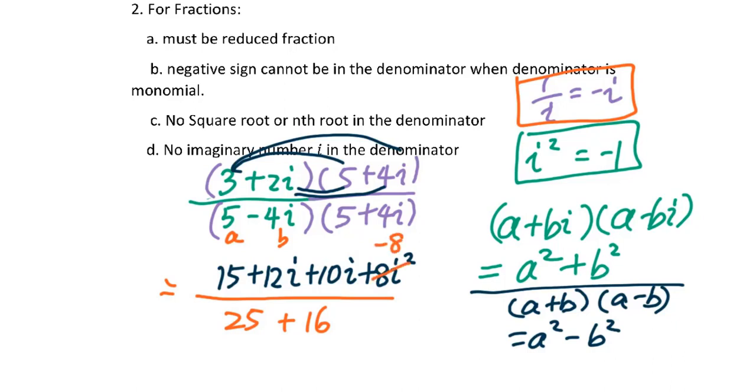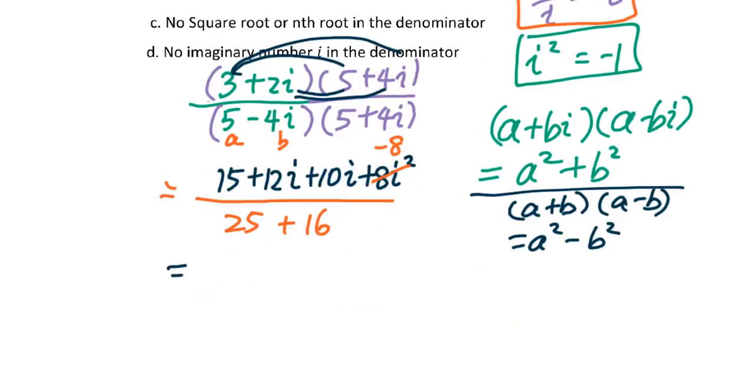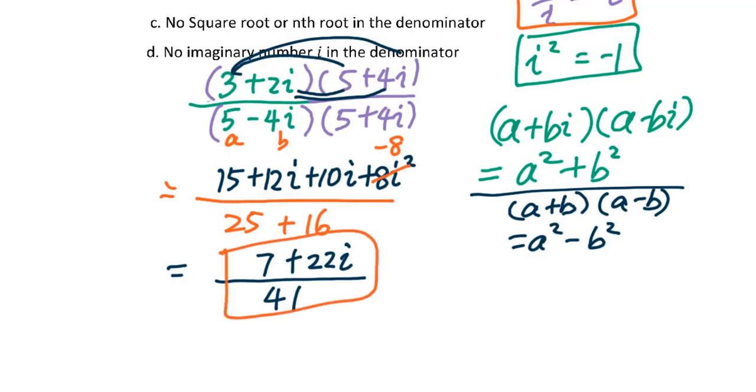So we combine like terms now. You will get the denominator is 41. Top, you will get 15 minus 8 is 7 plus 22i. You can leave it as it is, or you can separate it like 7 over 41 plus 22 over 41 i.